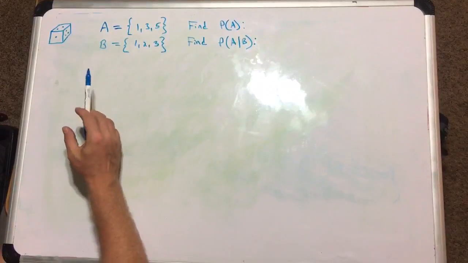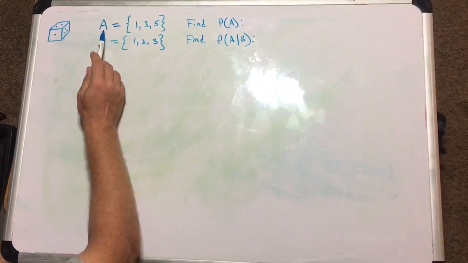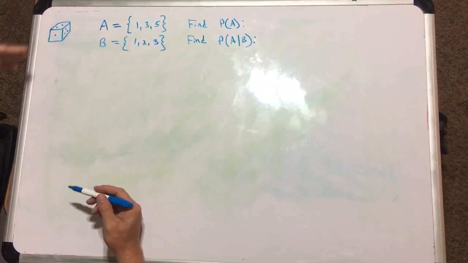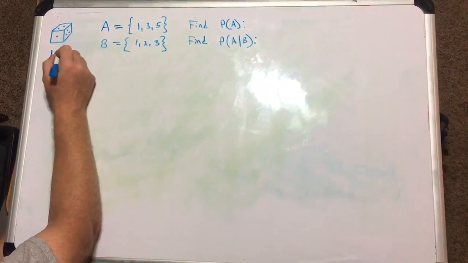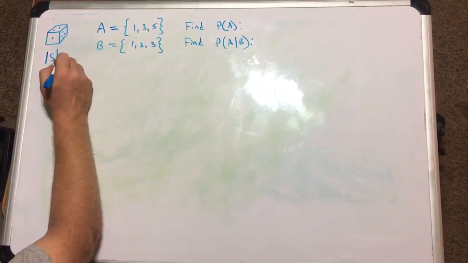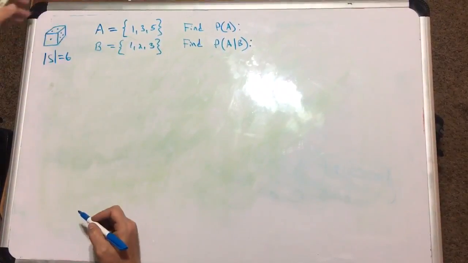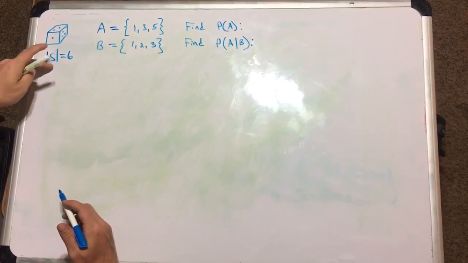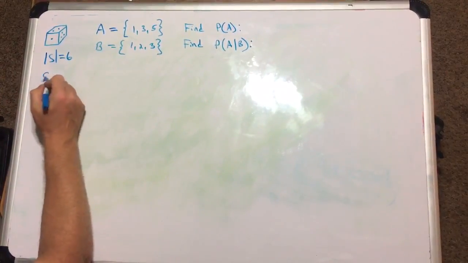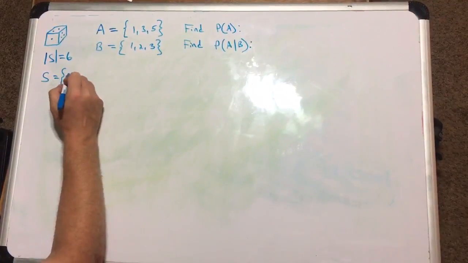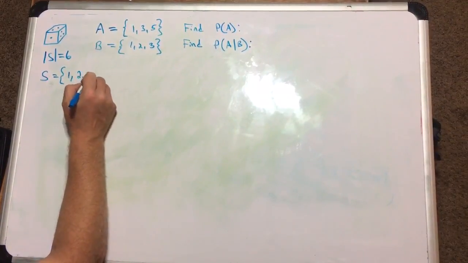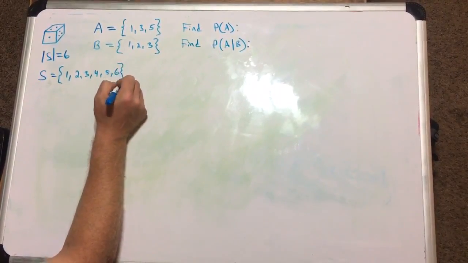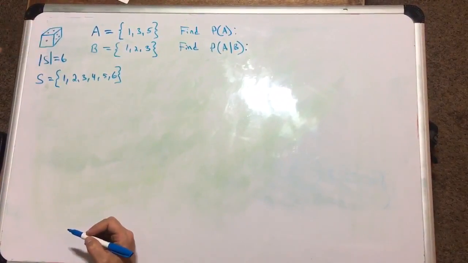So we have two sets that I'm going to be working with on this die. Now, the sample space for the die: we know the cardinality of the sample space is equal to 6 because there are 6 different possibilities. So that's our sample space, S. The cardinality of S is 6, but the actual elements of S are this set here. It could be 1, 2, 3, 4, 5, or 6. Hence the cardinality of S is equal to 6.